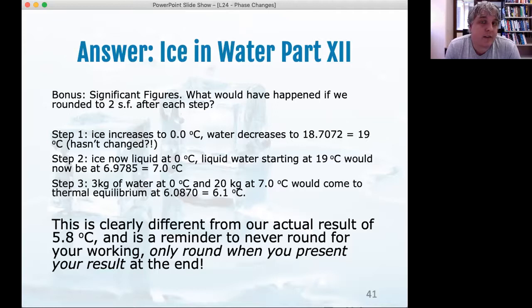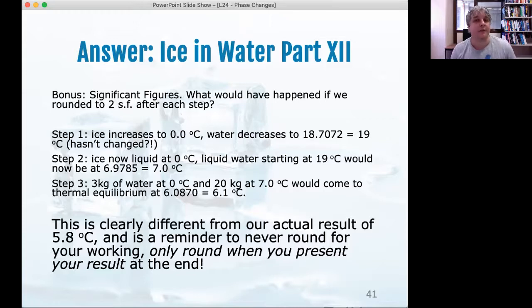Step 2, the ice is 0 and it wants to change to liquid water. The liquid water would now lose significant energy and it would end up at 7.0 degrees C. That is if, again, we were rounding to 2SF, which we shouldn't do, but for the purposes of explanation or justification, we would end up at 7.0 degrees Celsius. And the final step, we now have 3 kilograms of water at 0 and 20 kilograms at 7. They would come to thermal equilibrium at 6.087 or 6.1 degrees Celsius. And our actual result was 5.8, so it's not hugely different.